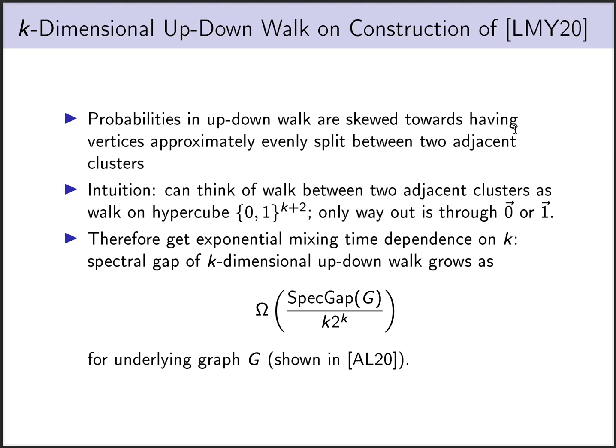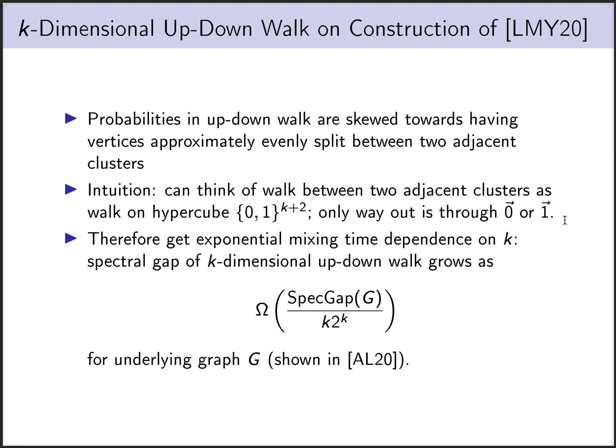We can also think of this as a random walk on a hypercube. So we assign one cluster the label 0, the other cluster the label 1, and now we have, at any given time, we may have k plus 2 vertices after an up step. And in the up-down walk, we repeatedly choose a vertex, and of course replace it with a new vertex in either cluster. So we're just doing a random walk on this hypercube. And the only way out of these clusters is to get all vertices in one cluster or the other, which corresponds to the all zeros or all ones vector.